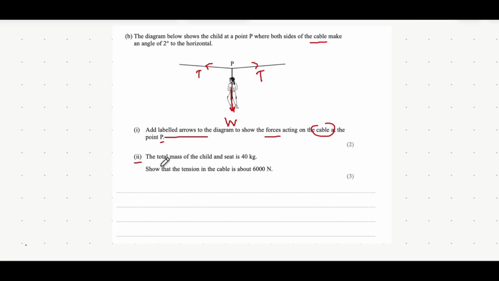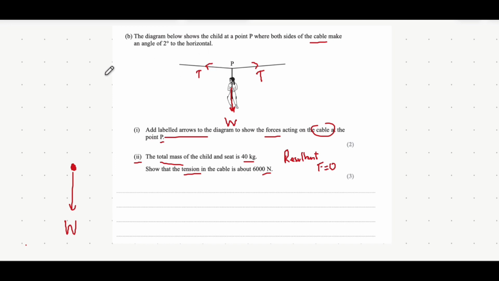So it says the total mass of the child is 40 kg and show that the tension in each cable is 6,000 newtons. Now it's told you that the person is in position and stationary. That means that resultant force is 0 in the vertical direction and horizontal direction. We're going to use that in the vertical direction, and I'll show you why. So if we start by labeling P, there's a weight of W going downwards.